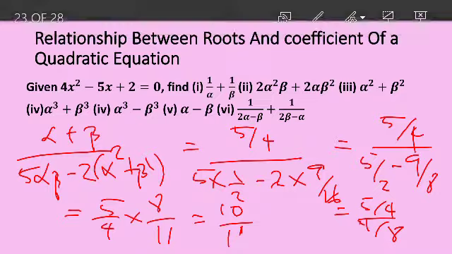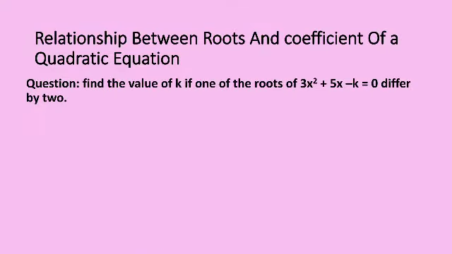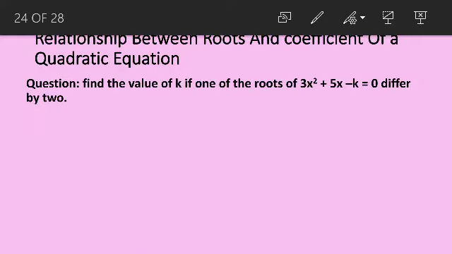Now that leads us to one more question on that. We see this question. It says we should find the value of k if the roots of 3x squared plus 5x minus k equal to 0 differ by 2. Okay, sorry, if the roots differ by 2, that means the difference between the roots is 2. So let's see. We can say that our a is 3, which is the coefficient of x squared. Our b is 5, which is the coefficient of x. Our c is the constant coefficient, which is minus k.